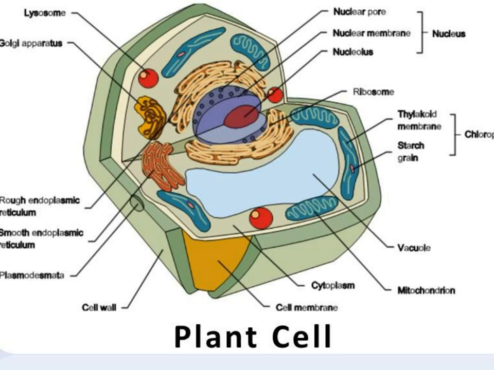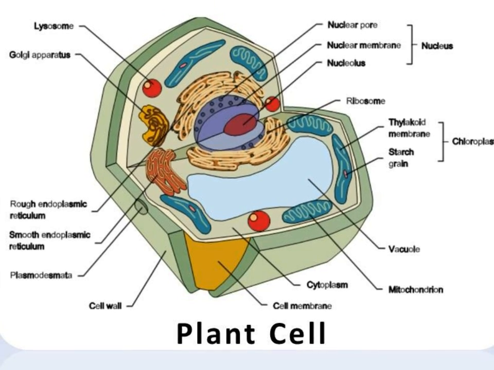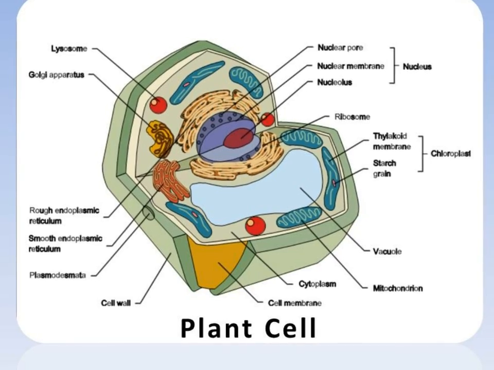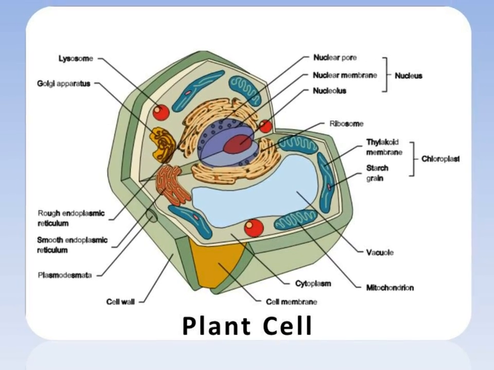This is a diagram of what plant cells are believed to look like. As you may have noticed, there are differences between the two, but they both have many of the same parts, known as organelles.